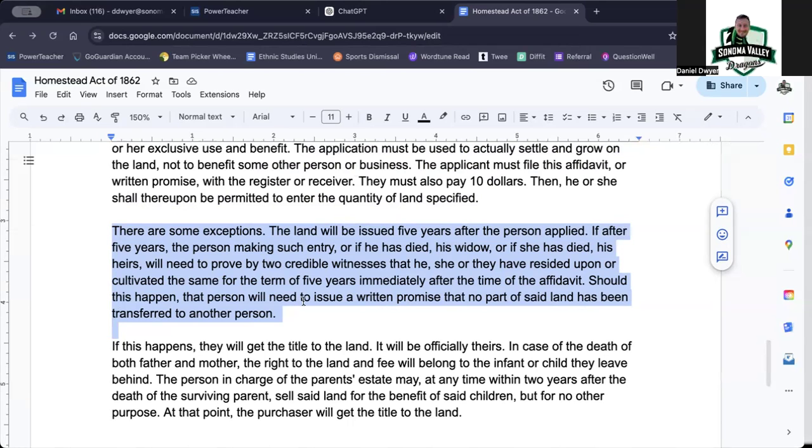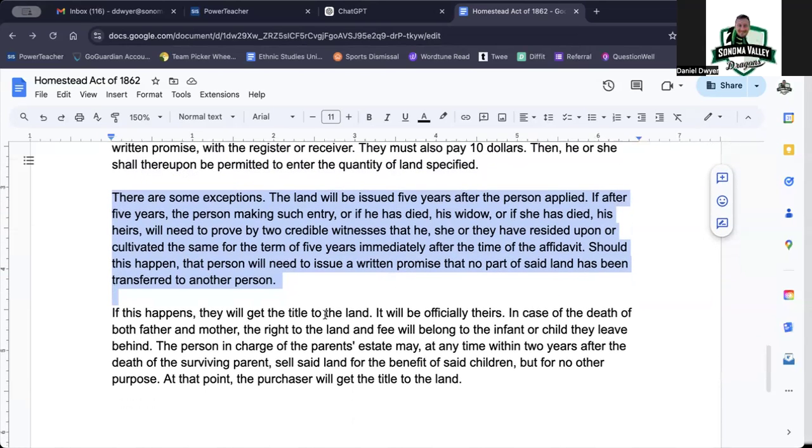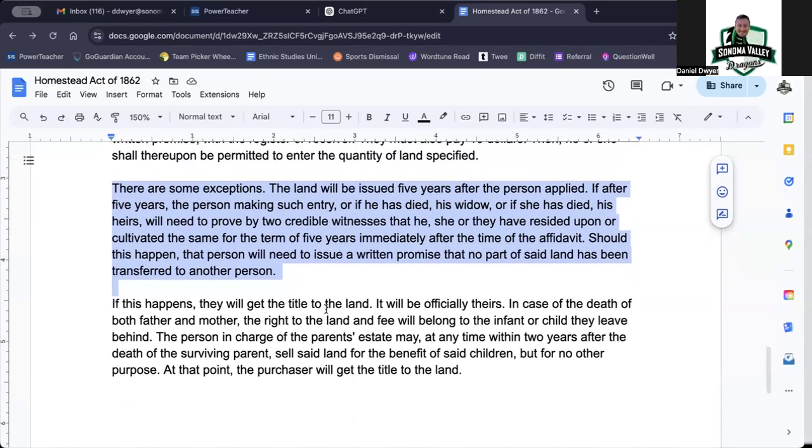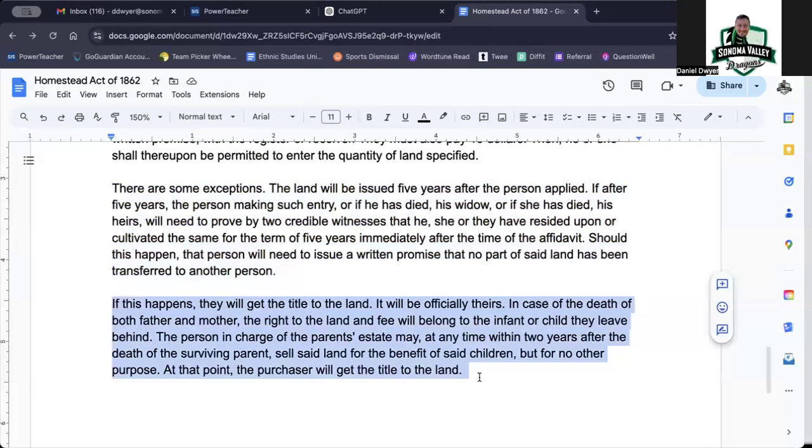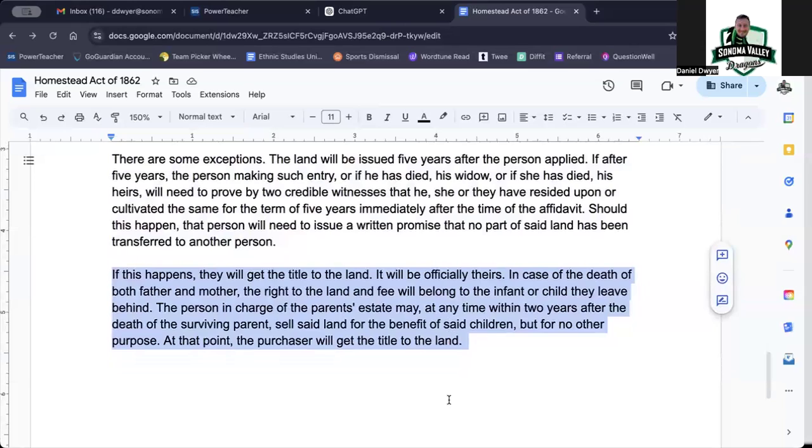Should this happen, that person will need to issue a written promise that no part of said land has been transferred to another person. If this happens, they will get the title to the land. It will be officially theirs.